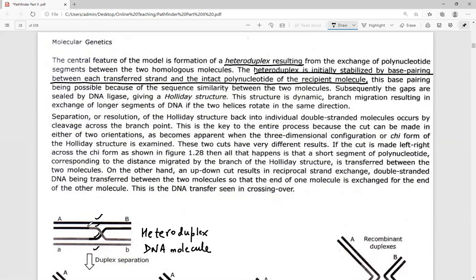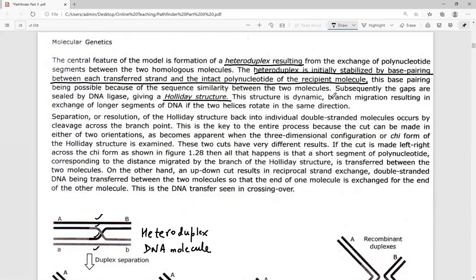As the two DNA molecules share a very high sequence similarity with each other, except at one or two nucleotides. If you remember in the animation, there are base pair similarities which will cause the base pairing to take place. Okay, and such a model is referred to as the Holliday model, and the crossed structure that will be produced is referred to as the Holliday structure.